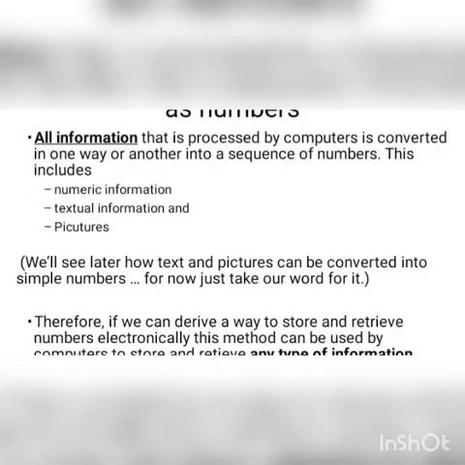In this slide we will study in detail how all information on a computer is stored as numbers. All information that is processed by a computer is converted in one way or another into a sequence of numbers. This includes numerical information, textual information or pictures. We will see later how text and pictures can be converted into simple numbers. For now, just take our word for it. Therefore, if we can derive a way to store and retrieve numbers electronically, this method can be used by computers to store and retrieve any type of information.